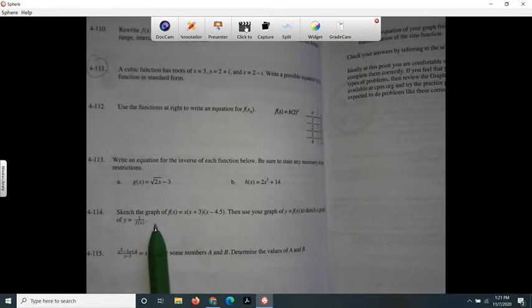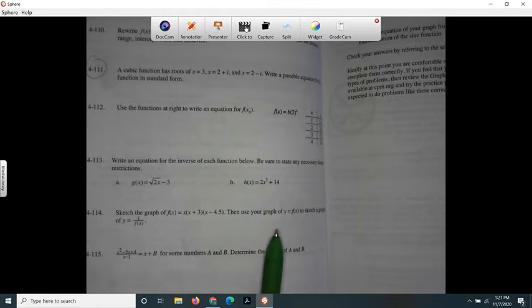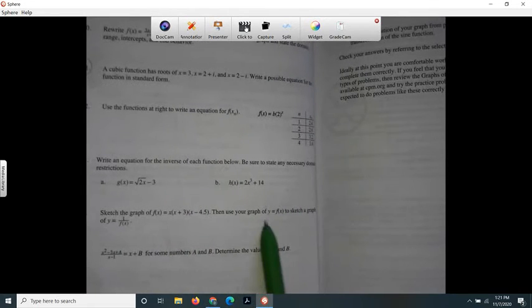It says sketch the graph of f of x equals x times x plus 3 times x minus 4.5. Then use your graph of f of x to sketch the graph of y equals 1 over f of x.